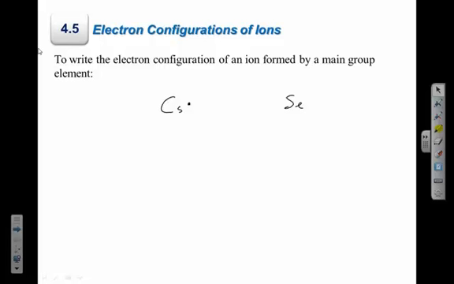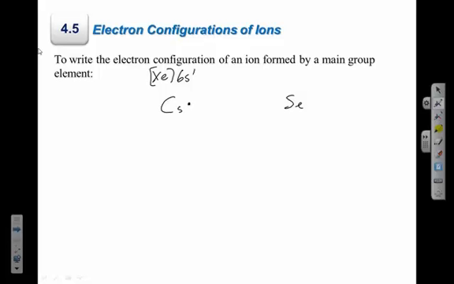We look at these two elements as neutral elements, looking at where they are on the periodic table. The cesium should have one valence electron, and it only has one electron in the 6s. So if we were to write its electron configuration, it would be xenon and then a 6s1. So that one dot's just representing its one valence electron.